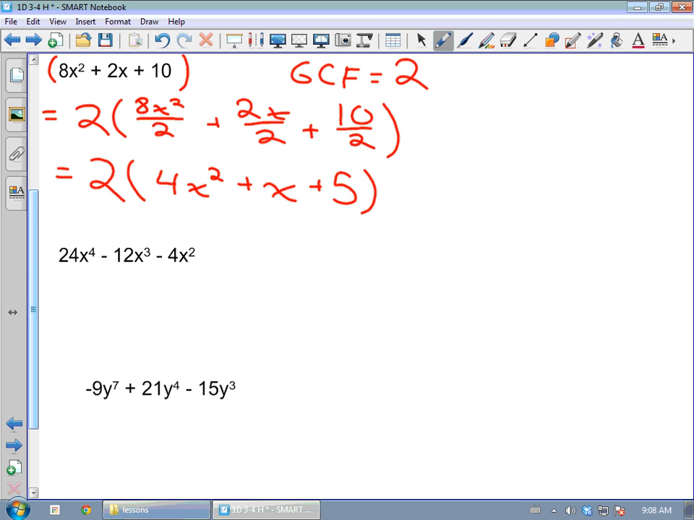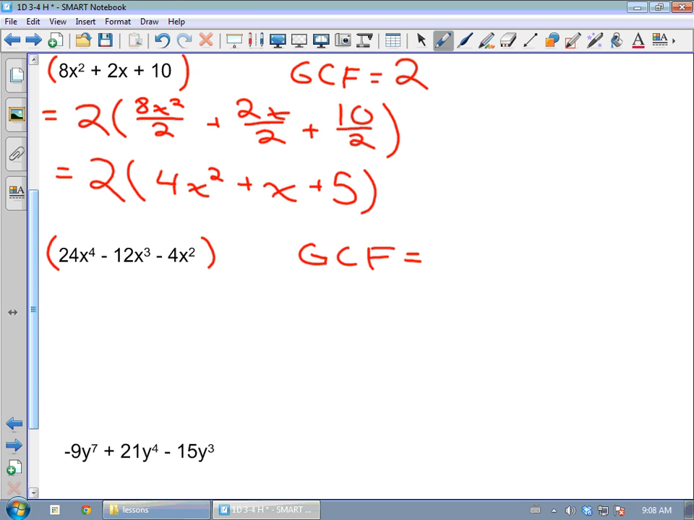All right, our next one here. 24x to the power 4 minus 12x cubed minus 4x squared. These are the terms that I want to factor. What is our greatest common factor going to be? We look for something first that divides into all the coefficients.